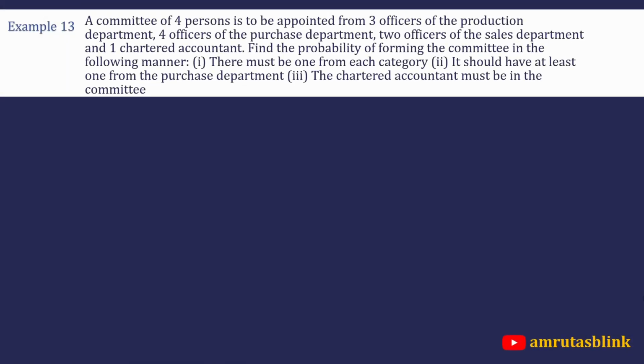Let's start with example number 13. A committee of 4 persons is to be appointed from 3 officers of the production department, 4 officers of the purchase department, 2 officers of the sales department and 1 chartered accountant. Find the probability of forming the committee in the following manner. There must be 1 from each category. It should have at least 1 from the purchase department, and the third one is the chartered accountant must be in the committee.